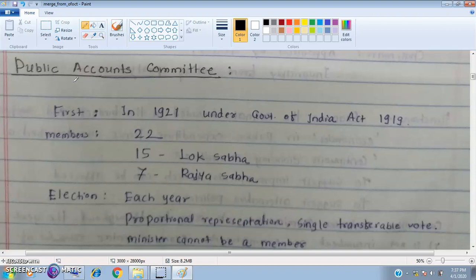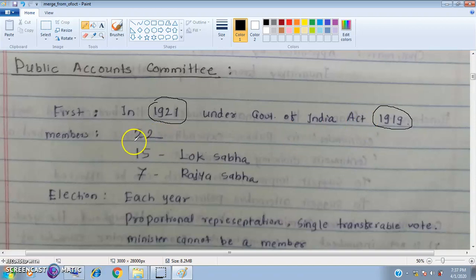So the first group, the first important committee is the Public Accounts Committee. By the name of it, we can deduce that it might be handling some financial matters. We will see in its function. But the first Public Accounts Committee was formed in the pre-independence era in 1921 under the Government of India Act 1919, Montagu Chelmsford. So this is the first fact, the genesis of the Public Accounts Committee.